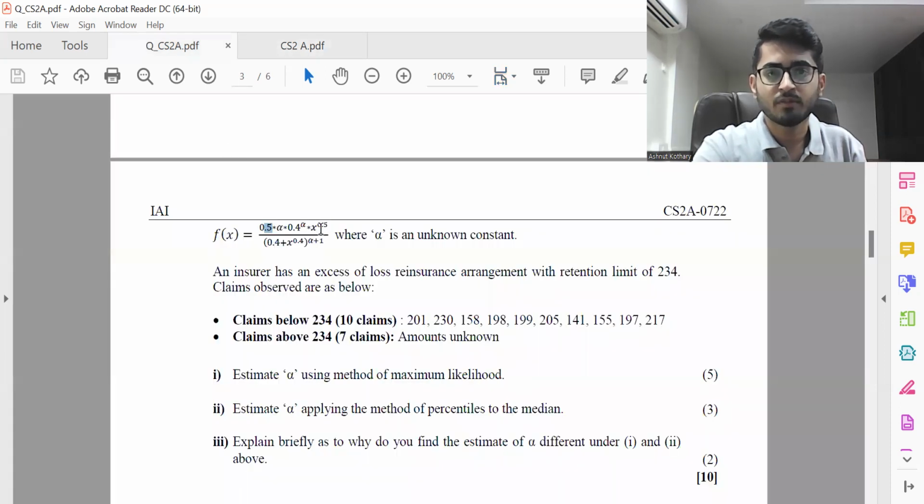So clearly this x to the power 0.5 also doesn't make sense here, because if this is 0.4, this should be minus 0.6. If this is 0.5, this should be minus 0.5. So there are a lot of inconsistencies over here. This term is separate, this term is separate, this term is separate.